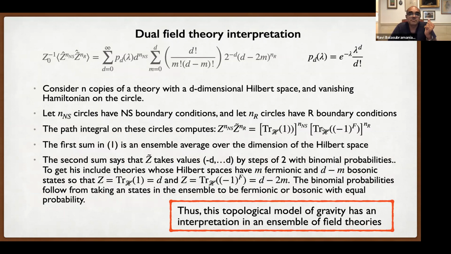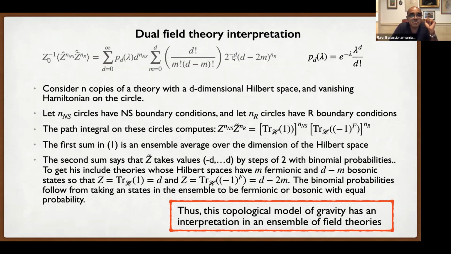In fact, the same partition sum for the bulk topological gravity does have an ensemble interpretation. What you can do is take the same expression and imagine in your head that you're considering n copies of theories with d-dimensional Hilbert spaces, n for the n boundaries, each of them with vanishing Hamiltonian. You imagine NS boundary conditions on the NS boundaries and NR boundary conditions on the Ramond boundaries. That's all standard, as it would be in AdS/CFT. The standard path integral in these circles computes the product of partition sums and Witten indices. And then you interpret this first sum in the bulk gravitational path integral as an ensemble average with Poisson weights over the dimension of the boundary Hilbert space. That's like what happens in Saad, Schenker, Stanford, etc.